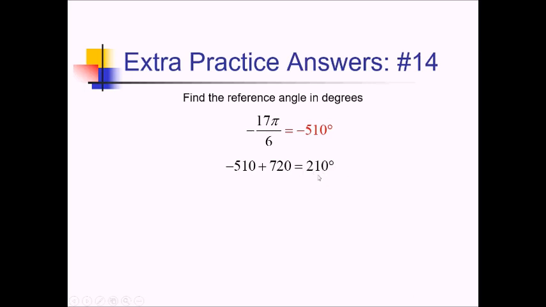Now I'm trying to figure out how far 210 is from the closest x-axis angle. The closest angle on the x-axis is 180. So 210, I'm going to have to subtract 180 to get the distance to 180, positive distance. So 210 minus 180 ends up giving me 30 degrees.